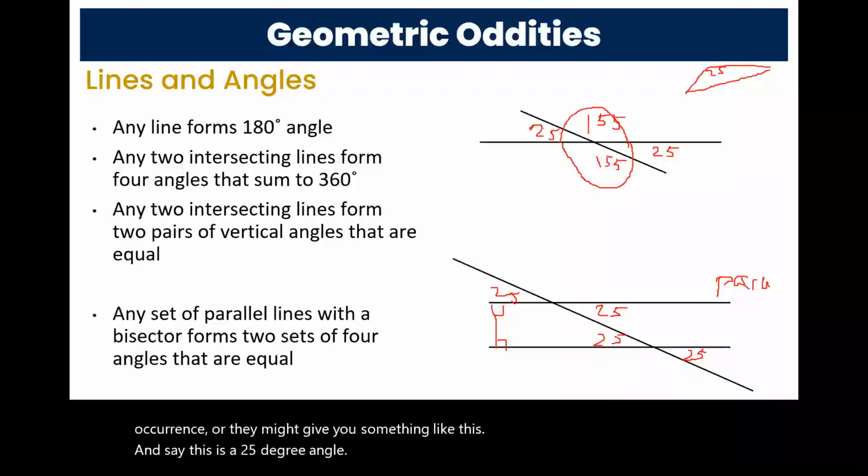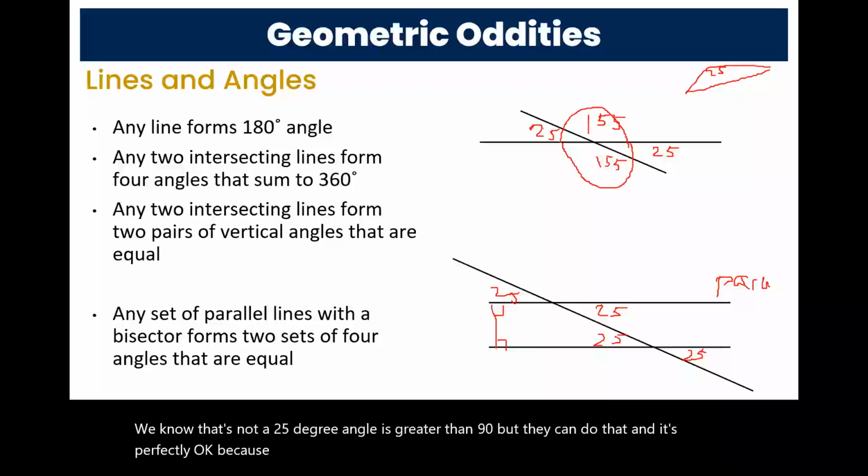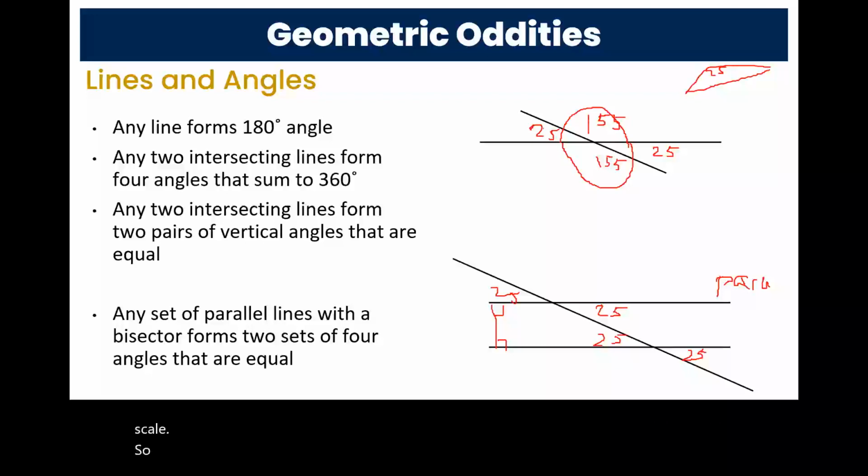Well, we know that's not a 25-degree angle, it's greater than 90. But they can do that and it's perfectly okay, because in the rules for the GRE, they explicitly state geometric figures are not to scale. So you have to be wary of that. So you've got to use basic rules of triangles and stuff like that.